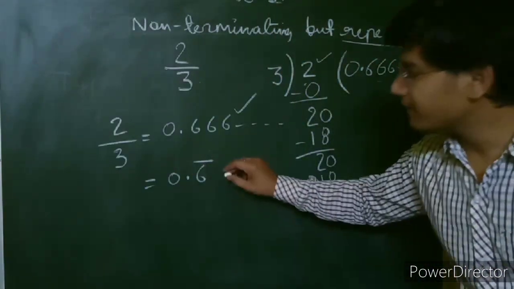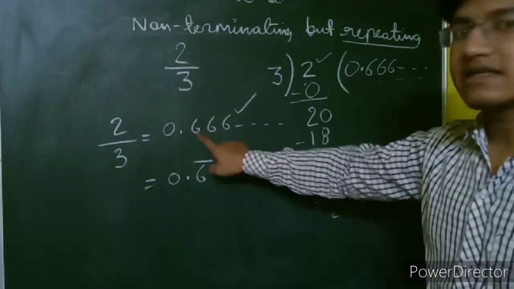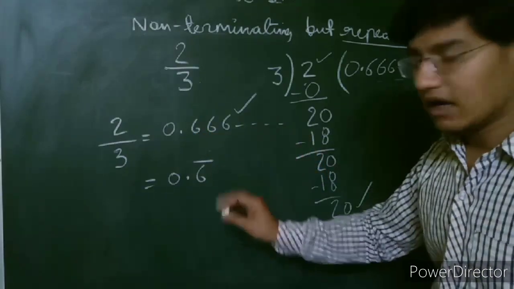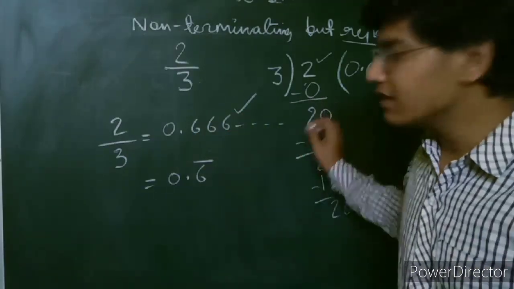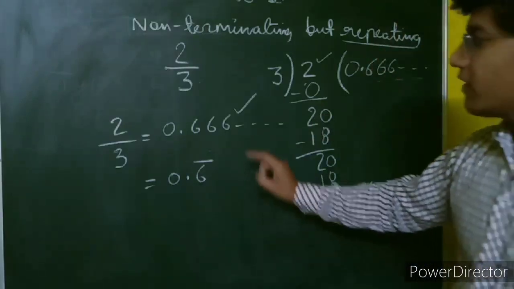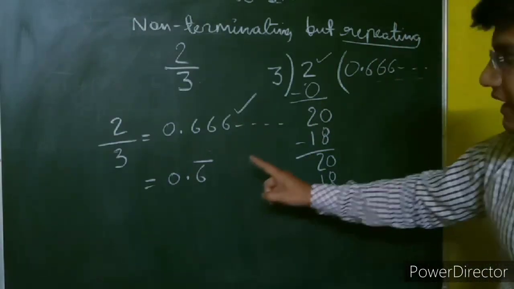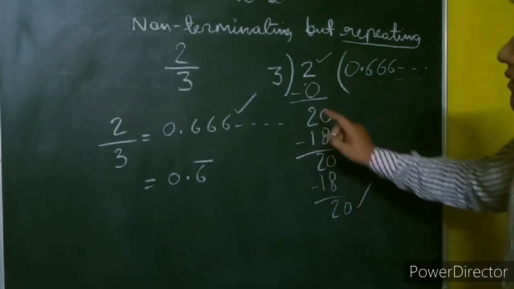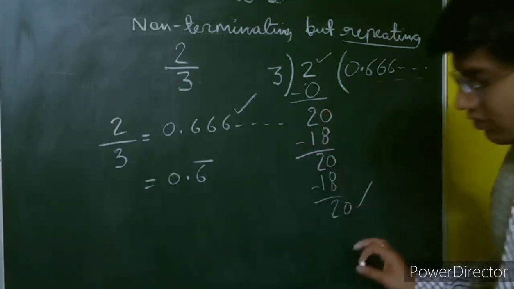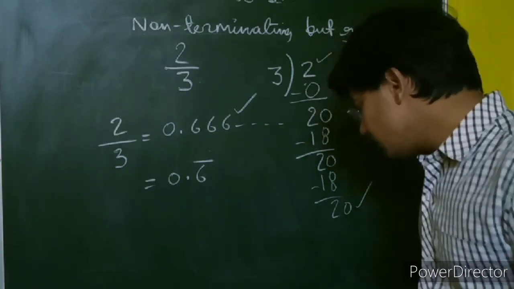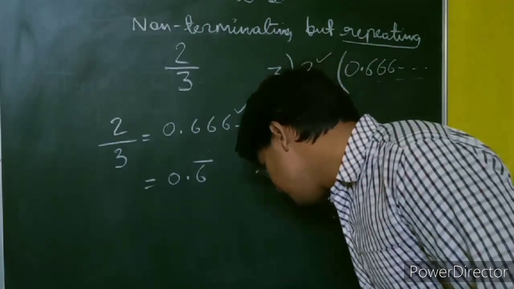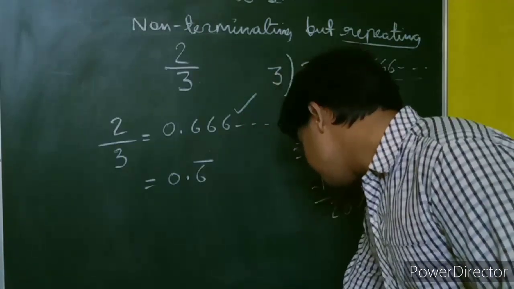Why have we written here bar? Because this number 6 is going to repeat, so we are not going to write it again and again. Just we will write here 6 bar. So it will be understandable that this number 6 is coming more and more times. Okay. Now let us take another example of this.